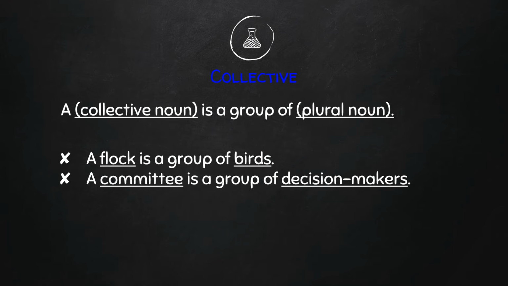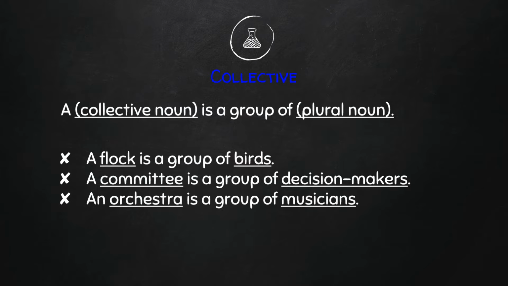Another example would be a committee. So a committee is a group of decision makers. Our first blank here, the word committee, is our collective noun. And our second blank is our plural noun, decision makers. And the plural noun ends in S. Notice that the collective noun does not, because the collective noun is actually singular. It's just one group.